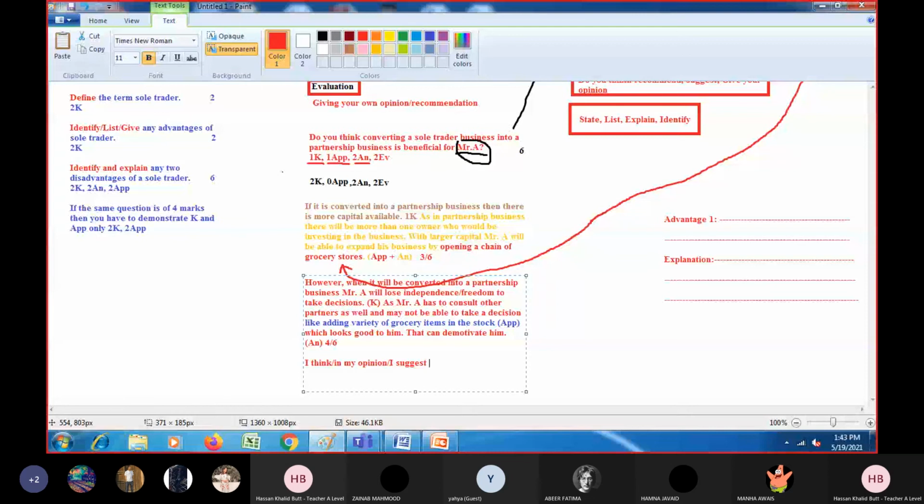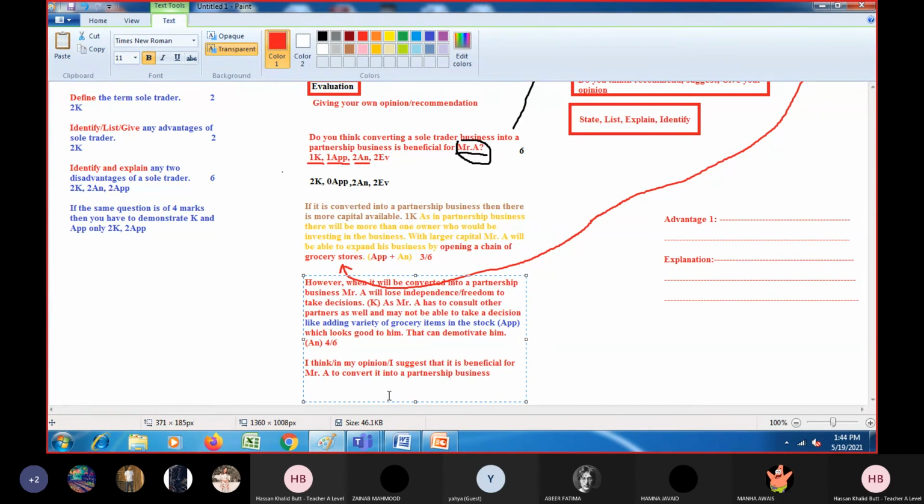So, like I am writing, I think, in my opinion, I suggest that it is beneficial for Mr. A to convert it into a partnership business. Now, what I did, I addressed the statement of the question. Okay, but still this is not evaluation. This is just the start of the evaluation. So now I have to justify why I think that it is beneficial.